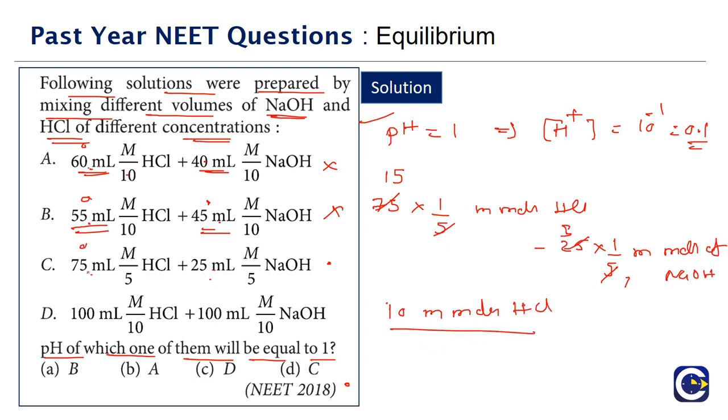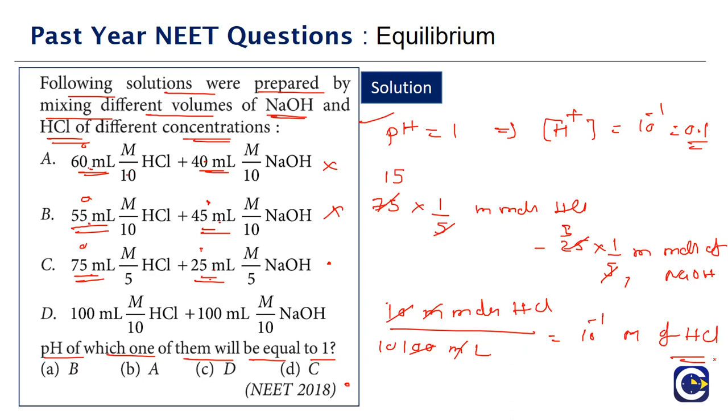And what is the total volume? 75 ml plus 25 ml. What is it? 100 ml. So milli is cancelled. What is this? 1 by 10 or 10 power minus 1. So that is the concentration of HCl, 10 power minus 1.